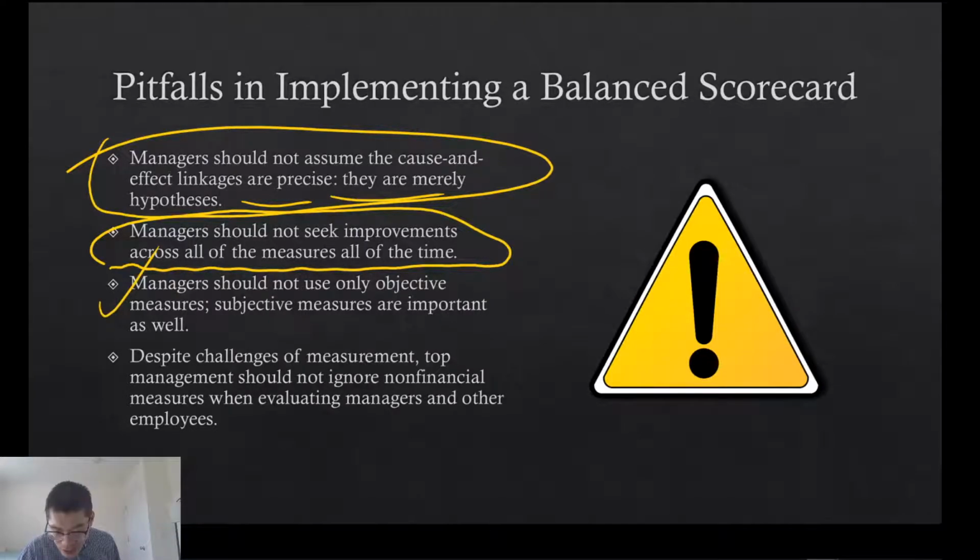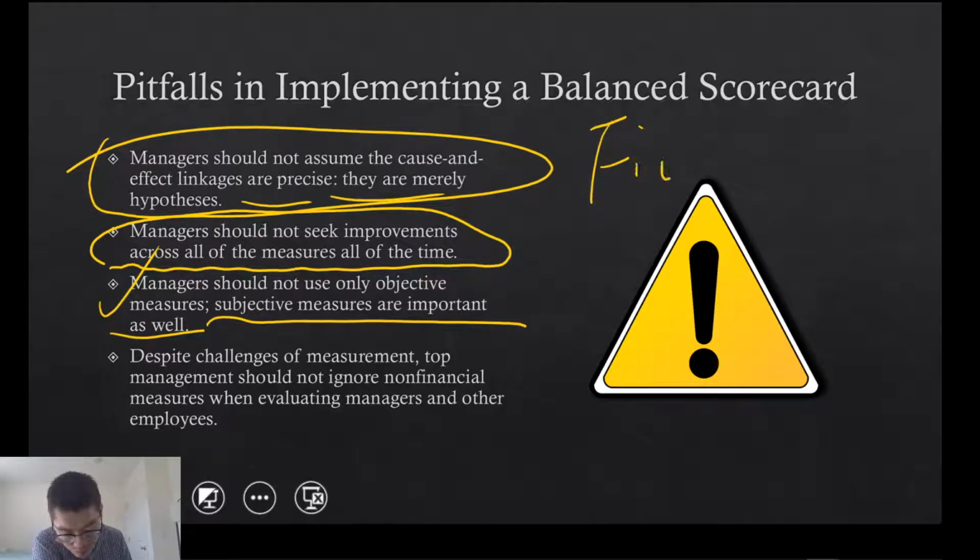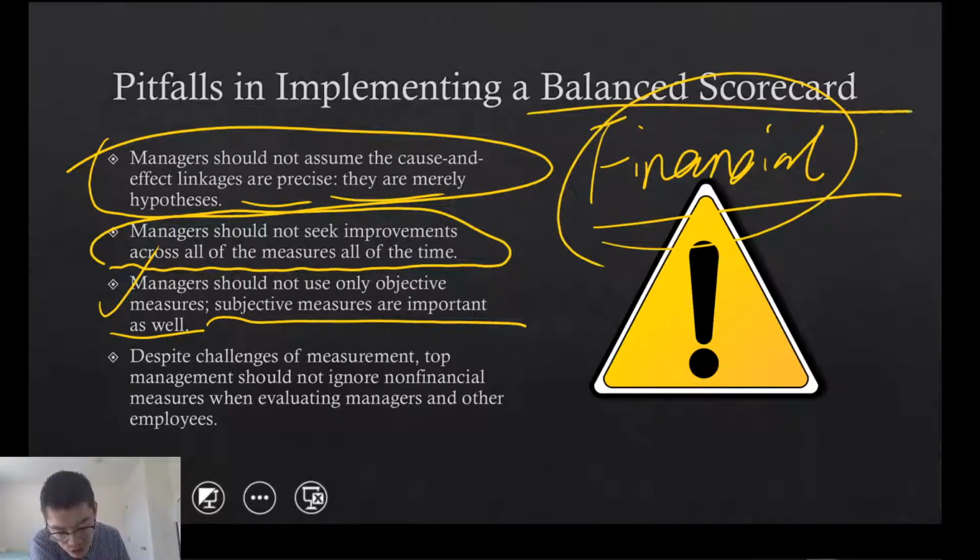And the third is managers should not use only objective measures. Subjective measures are important as well, okay? So by far the only objective measures for sure are in our financial perspective, okay? That is 1 out of 4 elements in the balanced scorecard. For the other 3, most likely we're going to use more subjective measures than objective measures, because for those things you cannot have a set of numbers to tell whether you're doing a good job or not. Okay, so it depends on human judgment.